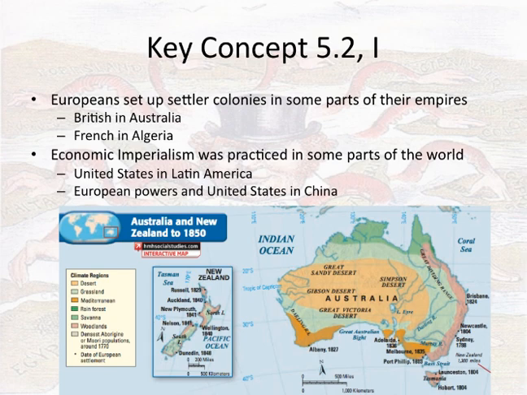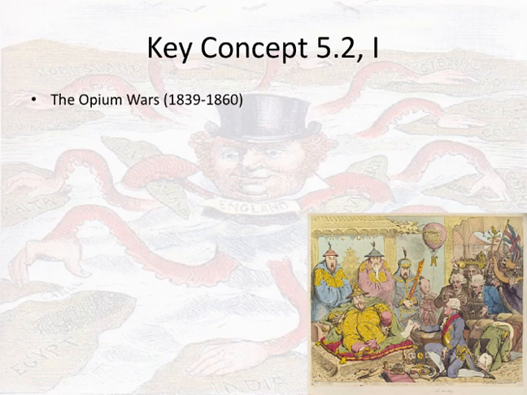It's still done today, only instead of countries doing it, we have nice little coded organizations like the IMF and the World Bank who do these types of things. But the United States imposed economic imperialism in Latin America, and European powers and the United States did the same thing in China. So to give you an example of this special kind of economic imperialism, let's talk about a case study.